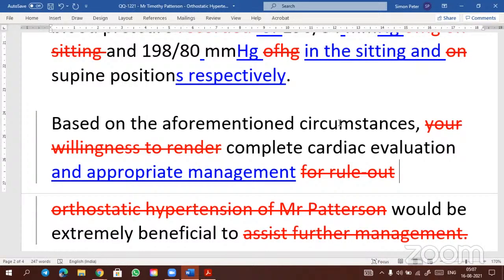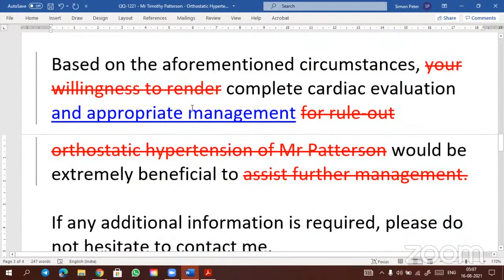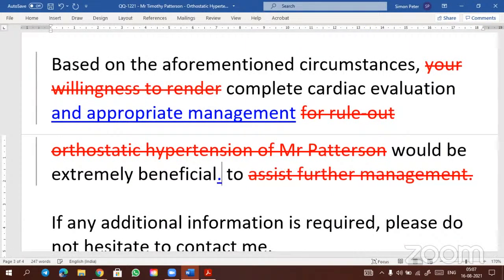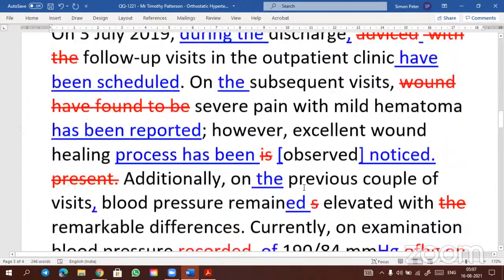Or you can say management would be, okay, would be already you have written there. Would be extremely beneficial. Full stop. Why do you want to write two and add something more? To improve Mr. Patterson's health condition. That you can write. So that is enough. And this one also can go into that one.